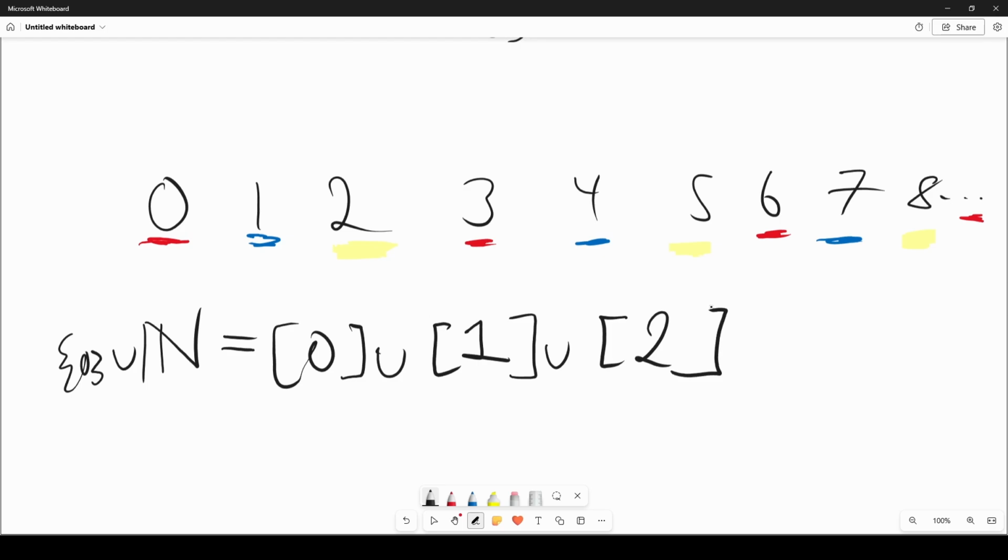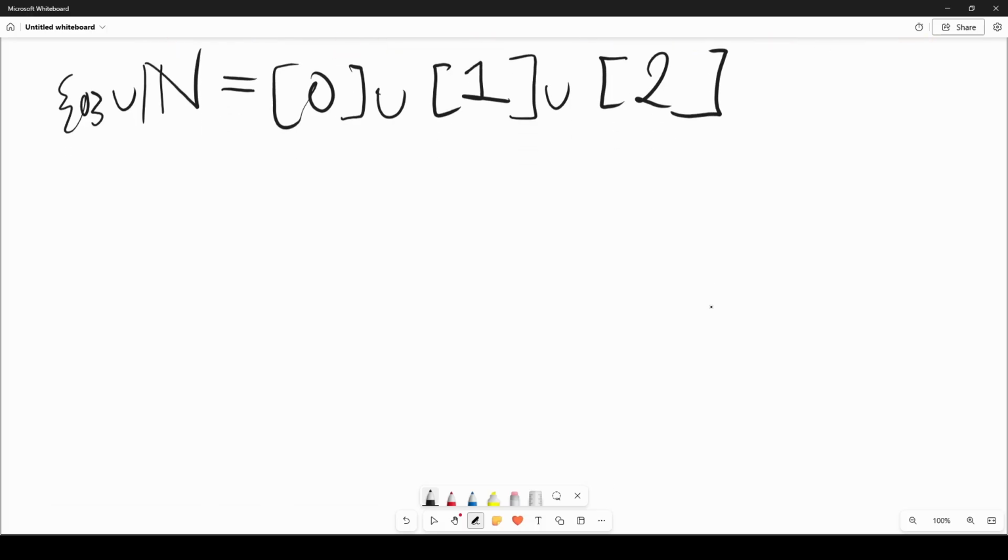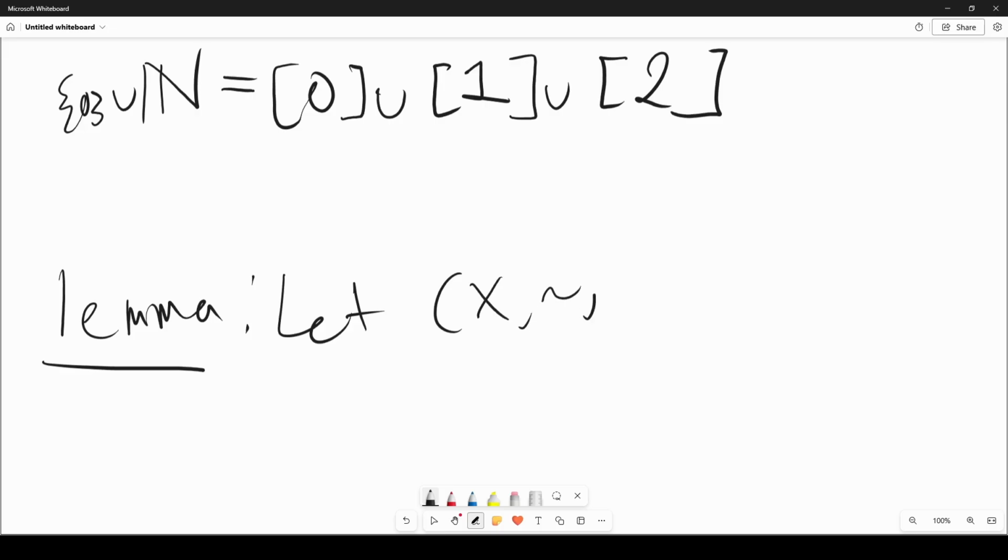Okay. Let's see if we can extend that idea. To prove that, we're going to work up to it a little bit with some lemmas. And we're going to talk generally about equivalence relations now, not by a specific example. Okay. So let's let (X, ~) be an equivalence relation.